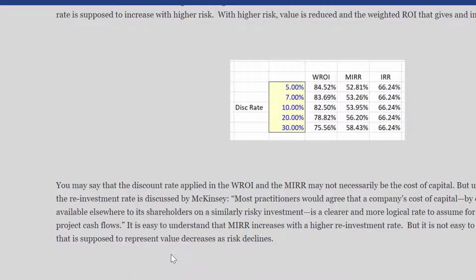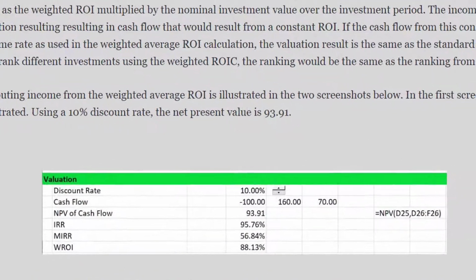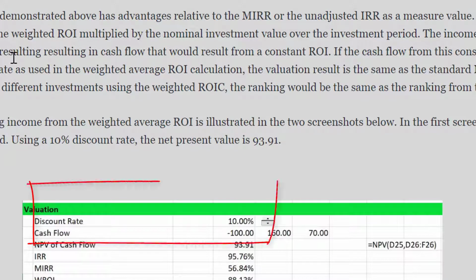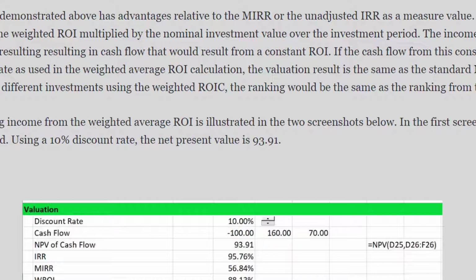Okay, so now let's move to valuation. Now, in the example I used last time, and this is what I want to show you, what this whole weighted return on investment really does. In this example, I have a 10% rate, and I have our very extreme cash flows with really high middle period cash flows. The NPV of our cash flow is really positive at 10%.